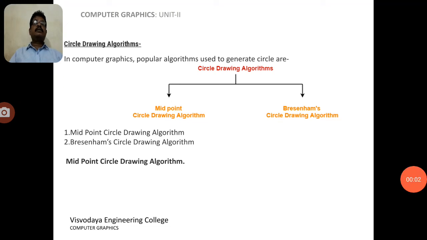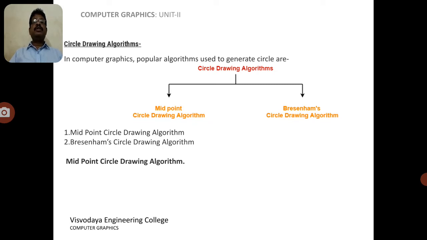Hi students, today I am going to discuss circle drawing algorithms. There are two popular algorithms related to the circle. One is the midpoint circle drawing algorithm and the second one is the Bresenham circle drawing algorithm.